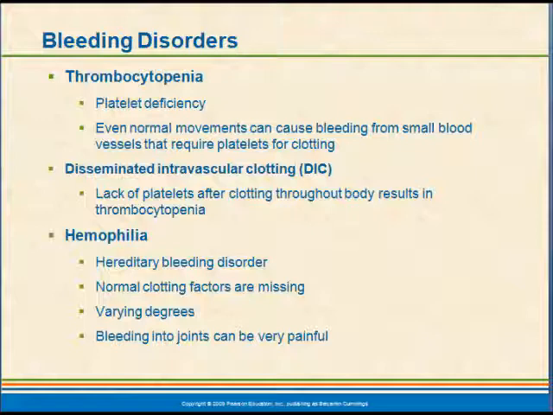Hemophilia, this is a hereditary bleeding disorder. We have a number of clotting factors, and we skimmed over those very lightly, but some people may have normal clotting factors that are missing. And this is generally a genetic condition. We see this as a product often of interbreeding. It is known as one of the royal diseases because royalty tended to intermarry, and as a result, hemophilia was quite common. There are varying degrees.